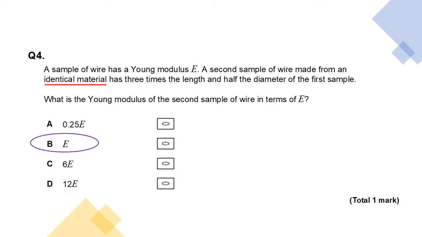So I might have really clever girls who would have already gone for B. If anyone else went for any other answer, this is a key thing there. They are made of identical materials, and identical materials have the same Young modulus. So you don't have to do any calculation here.